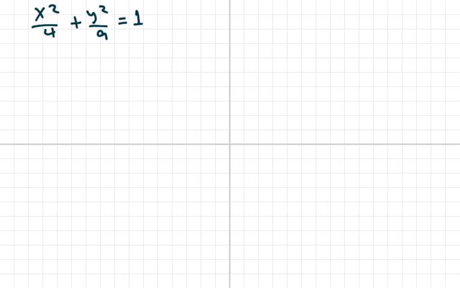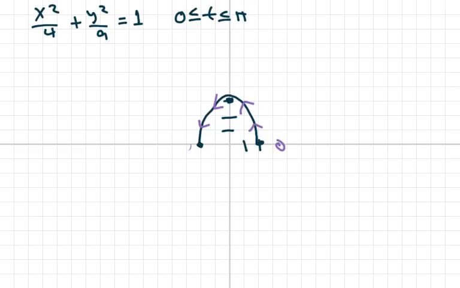And so we're going up 3 on the y. I'm assuming you already know how to graph ellipses. And over 2 and left 2. Now since our t is in between 0 and pi, we're only graphing half the ellipse, but our orientation is still from 0 to pi. So the orientation is counterclockwise. Alright?